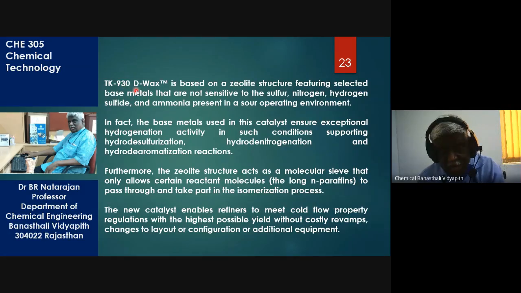This TK930D wax, this is a Haldor Topsoe special catalyst, is based on zeolite structure featuring selected base metals that are not sensitive to sulfur, nitrogen, and hydrogen sulfide and ammonia present in sour operating environment. In fact, the base metals used in this catalyst ensure exceptional hydrogenation activity in such conditions, supporting hydrodesulfurization, hydrodenitrogenation, and hydrodearomatization reactions. The zeolite structure acts as a molecular sieve that only allows certain reactant molecules, the long n-paraffins, to pass through and take part in the isomerization reaction. Right? And it will not alter the others. The new catalyst, that is the zeolite catalyst by Haldor Topsoe, enables refiners to meet cold flow property regulation with the highest possible yield.